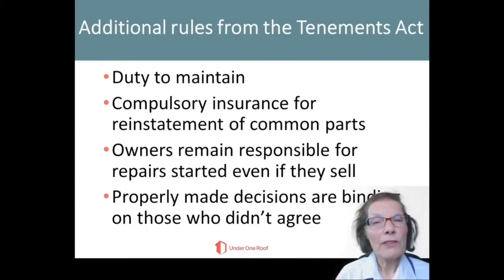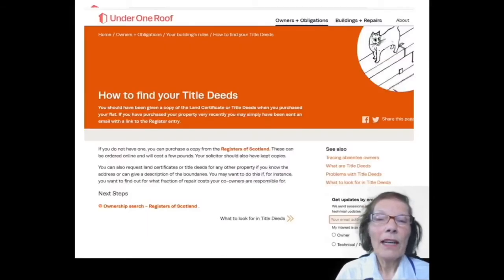Some of the other useful provisions of the Tenements Act are that owners remain responsible for repairs even if they sell their property halfway through, and we'll come across one of the notices that helps you implement that later on. And the other thing is that properly made decisions are binding on those who didn't agree. So if you make a decision, it's a majority decision, one or two owners don't agree, they are still bound by what the rest of you owners have said. And there's a page under One Roof, as ever, that tells you where you can find your title deeds.